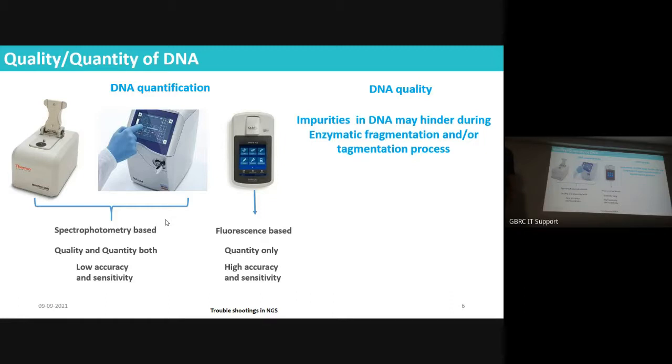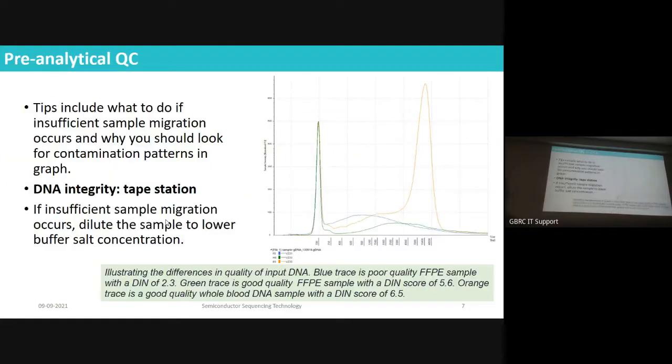So far as DNA quality is concerned, if it is impure, then it will hinder your library preparation process. Because if there are residual salts, they will interfere with the shearing process and enzymatic digestion. So these things you need to keep in mind. In pre-analytical QC, when you see that your DNA is not migrating in the gel, either it could be protein contamination or the salts could be higher. In that case, if you try to dilute your samples, then you can get to know.